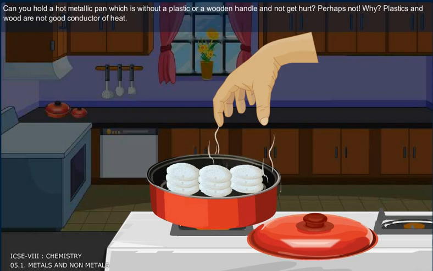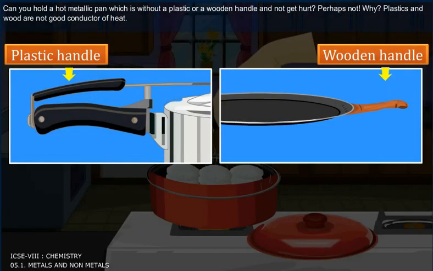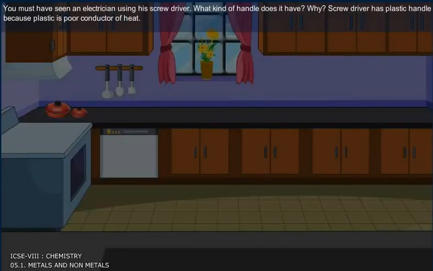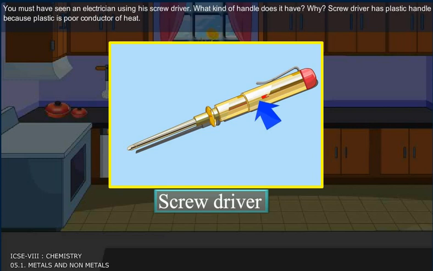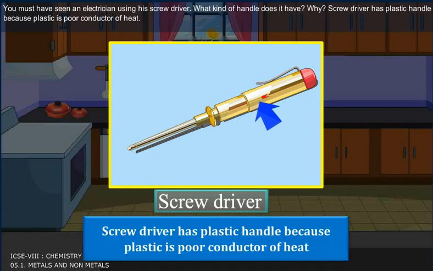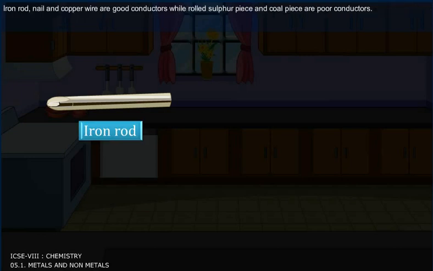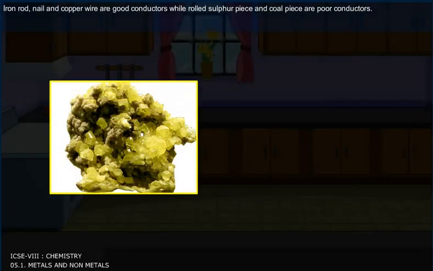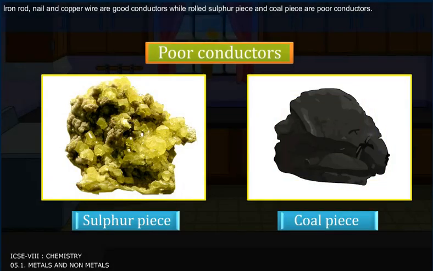Can you hold a hot metallic pan which is without a plastic or a wooden handle and not get hurt? Perhaps not. Why? Plastic and wood are not good conductors of heat. You must have seen an electrician using his screwdriver. What kind of handle does it have and why? Screwdriver has plastic handle because plastic is a poor conductor of heat. Iron rod, nail and copper wire are good conductors while rolled sulfur piece and coal piece are poor conductors.